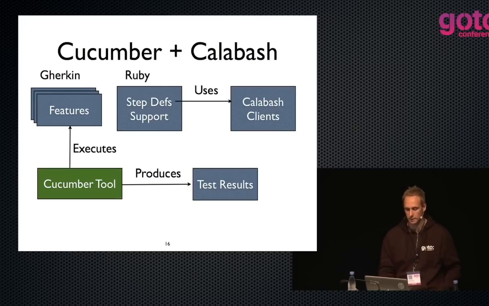And the way it runs is that you have your features, and you have the Cucumber tool that will execute your features, and that produces test results. And then inside your step definitions that are written in Ruby, or maybe Java at some point, you will use the Calabash clients, either Calabash Android or Calabash iOS or both, if you're trying to do sharing. We expose an API that I'll show you in a moment that you can use to do stuff to your app, basically. That's all. I'm really going light on slides here.